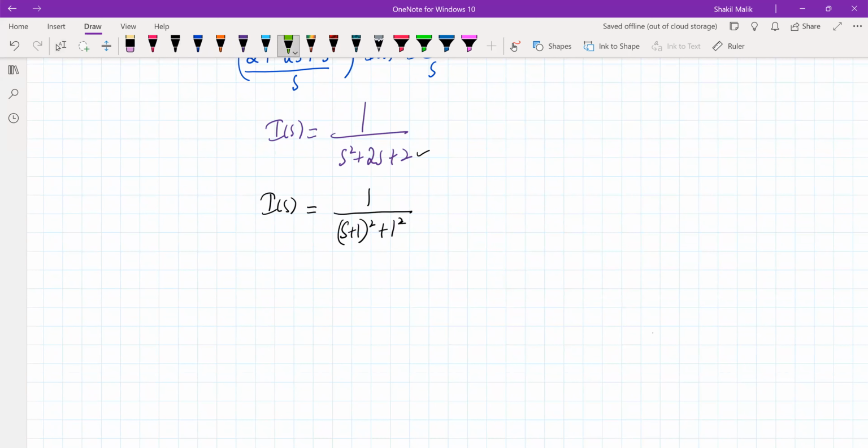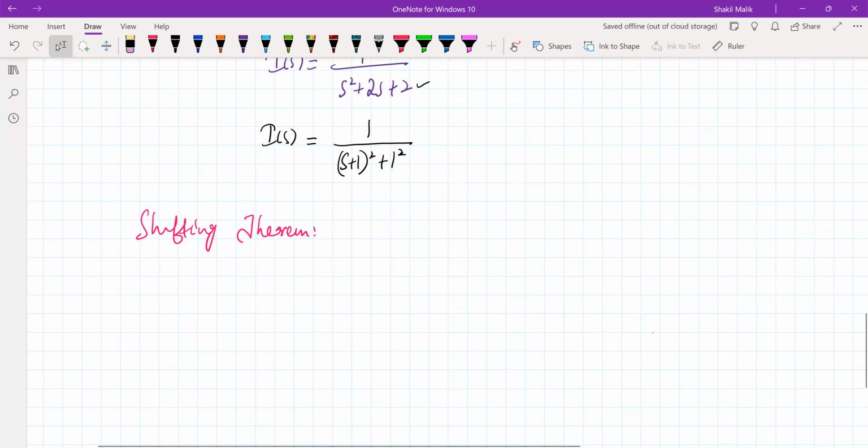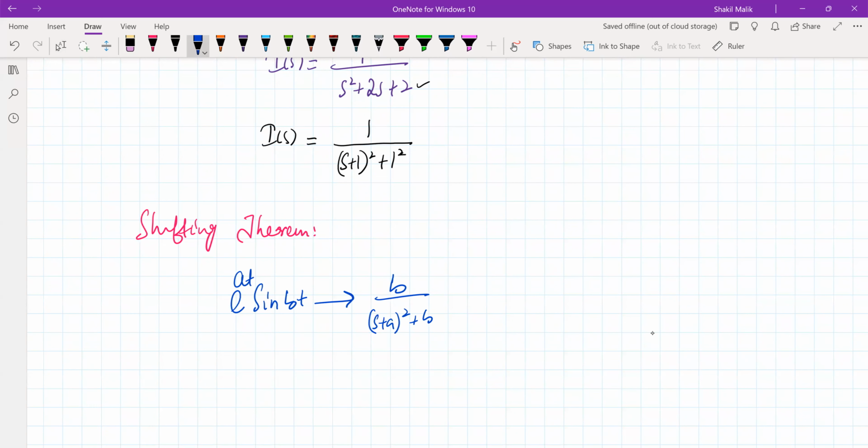Now, if you remember the shifting theorem of Laplace transform, we know the Laplace transform of e to the power of at sine of bt is simply b divided by s plus a whole square plus b square. What is b equal to? b is 1. What is a equal to? a is again equal to 1. So the inverse Laplace transform of this quantity is this.